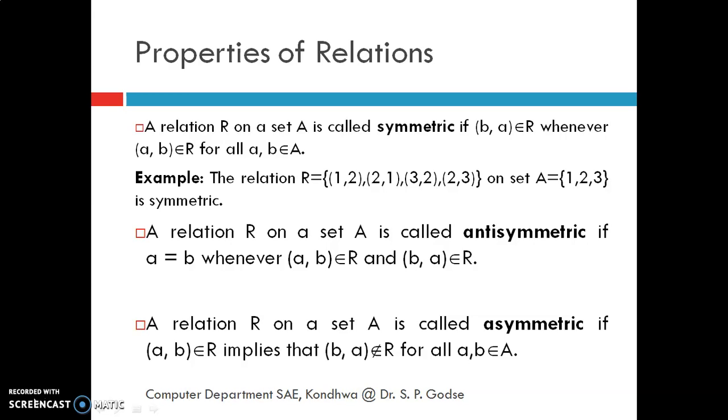Then asymmetric relation, next property. A relation R on a set A is called asymmetric if (A, B) belongs to R implies that (B, A) does not belong to R, for all A, B belonging to A. Means a relation is called asymmetric if (A, B) belongs to R but (B, A) does not belong to R. It should hold for all pairs of the kind (A, B). Then it is called an asymmetric relation.